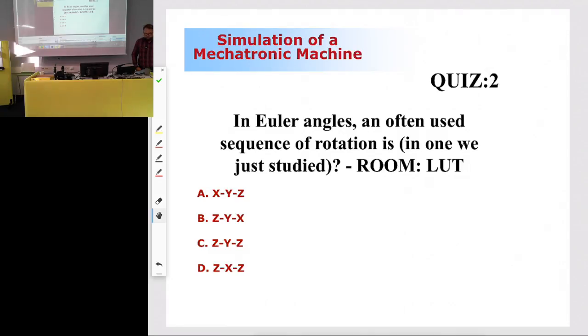Then Euler angles, an often used sequence, the one we just studied. What's the sequence? And these are the choices. So it's X, Y, Z; Z, Y, X; Z, Y, Z; Z, X, Z.